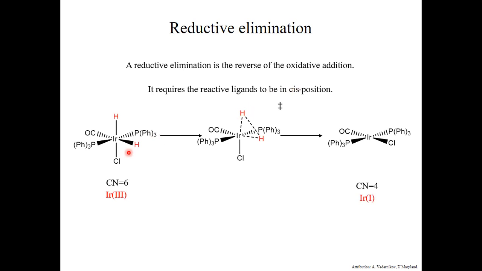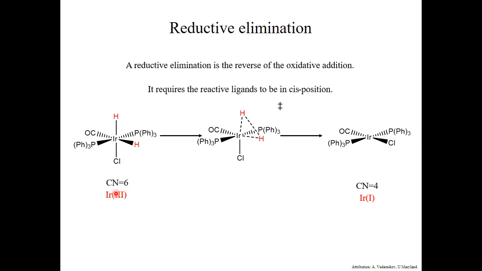All right, now here's the example. So we have here again our iridium complex, now in the oxidation state +3. The iridium here has 1 carbonyl ligand, 2 triphenylphosphine ligands and one chloro ligand. Okay, so therefore the oxidation number is +3.